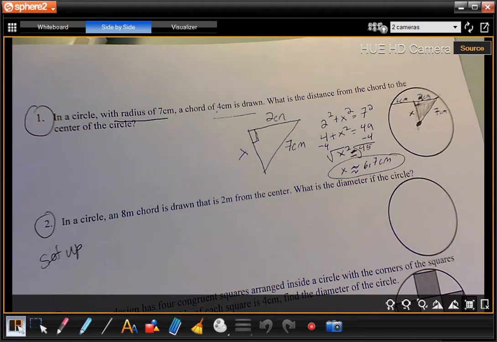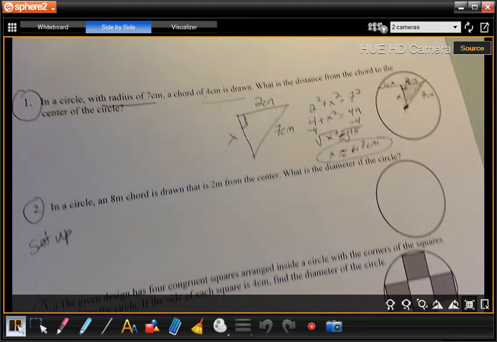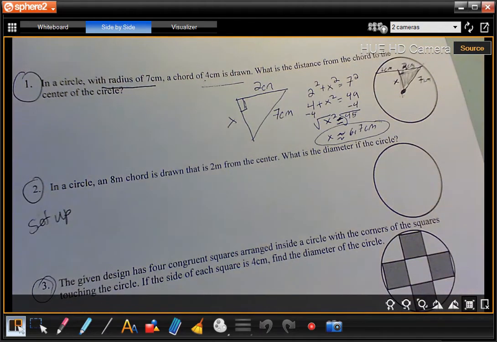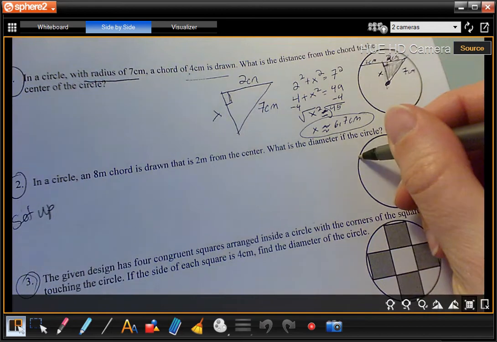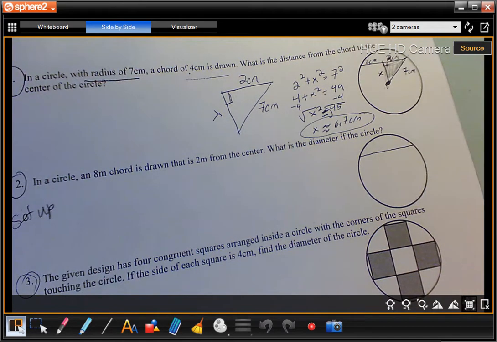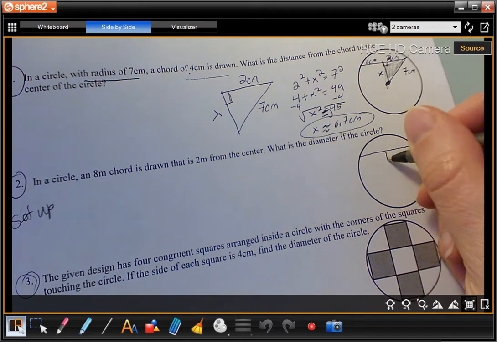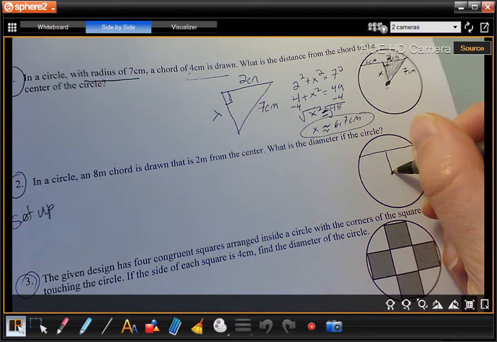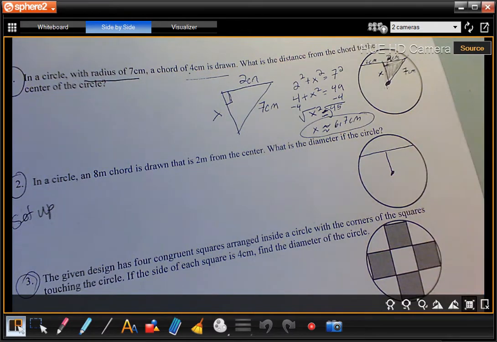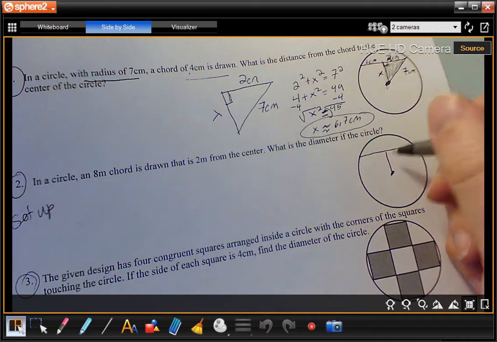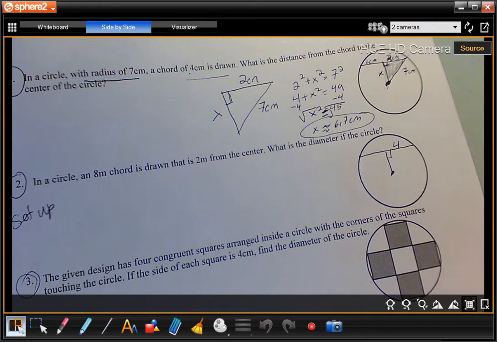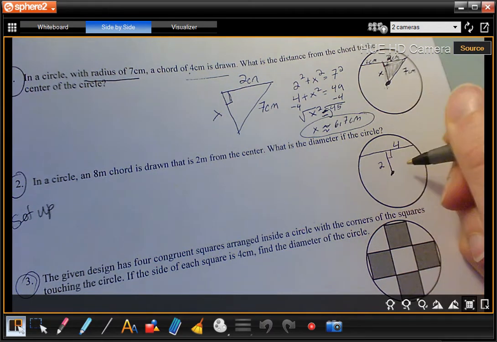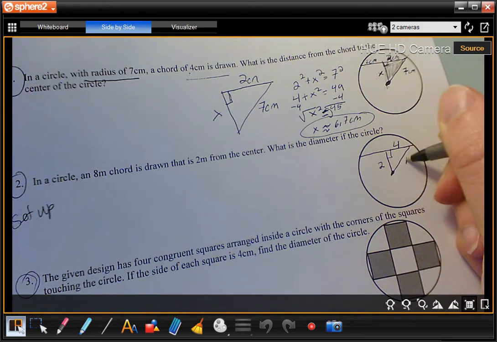All right, number 2, I'm just going to set up a little bit because it's very similar. In a circle, an 8-meter chord is drawn that is 2 meters from the center. What is the distance of the diameter? So this is an 8-meter chord. Again, I'm going to divide it in half. So each half is going to be 4. It is 2 meters from the center, and I want to know what that radius is.